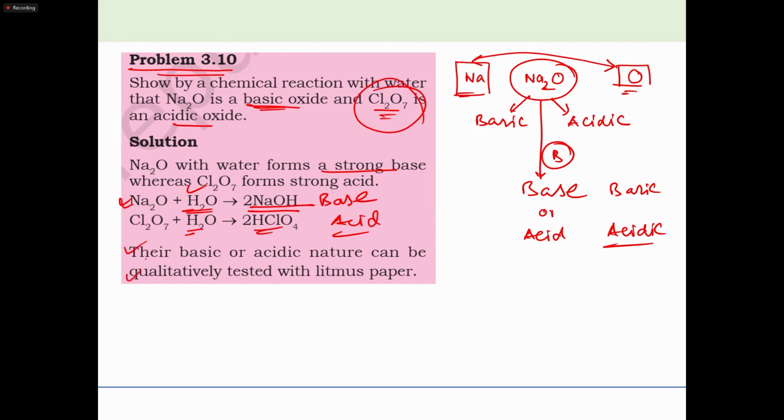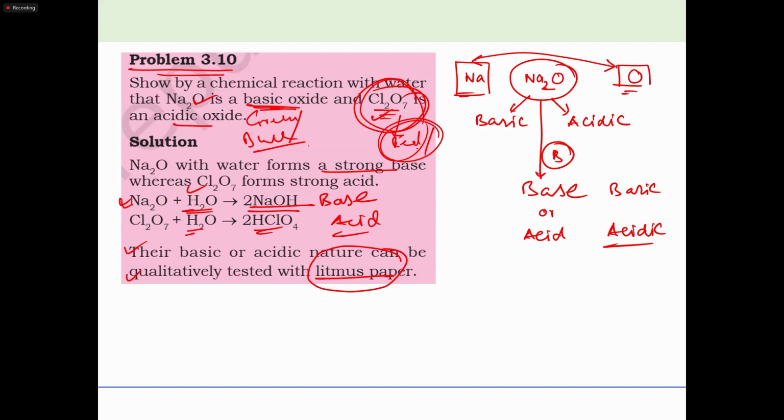Otherwise, we can also test by litmus paper. If you touch this oxide and this oxide, when it is basic, then the litmus paper will turn blue. But in the litmus paper, the Cl2O7 will be red because it is acidic. So in this way, you can say this is the acidic and this is the basic oxide.